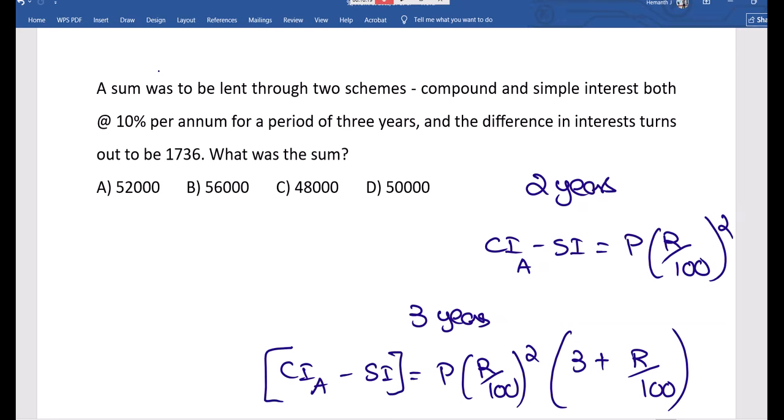This value is given, 1736. You know the R value. You need to calculate P. If you know the second formula, you can save some time and solve. But sir, I want to avoid the formula. I don't want all this story.